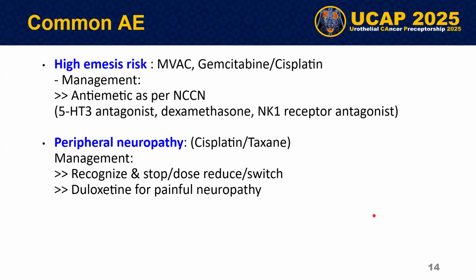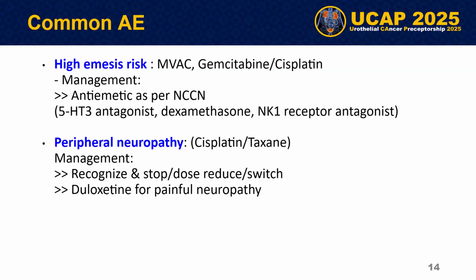So the common adverse events that can be observed using chemotherapies, mainly high emesis risk, especially cisplatin combination regimes such as MVAC and also gemcitabine cisplatin. So prevention is better than cure. So identifying these highly emetic regimes is important, so we can prescribe some anti-emetics, for example, 5-HT3 serotonin antagonist, dexamethasone, and NK1 receptor antagonist. I suggest that you check NCCN guidelines before prescribing these highly emetic regimes to patients.